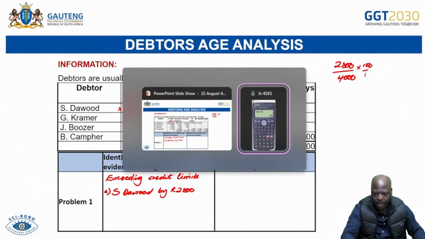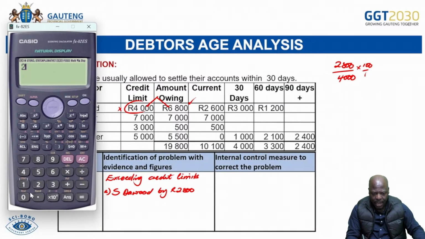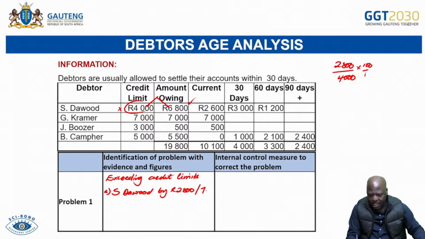I'll come here and then I'll say 2,800 divided by 4,000, I multiply by 100. That will give me 70%. That means 70% of what he owes us has exceeded his credit limit, or he's exceeded his credit limit rather by 70%. He's exceeded his credit limit by 70%. Okay, let's go on to the next one.